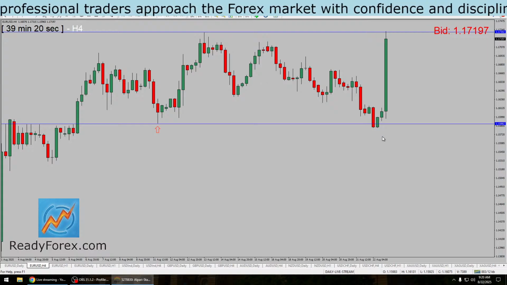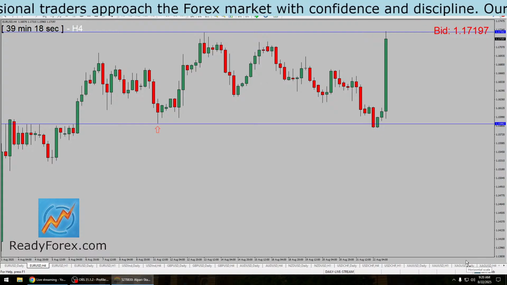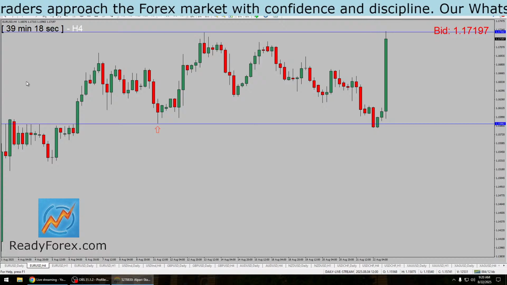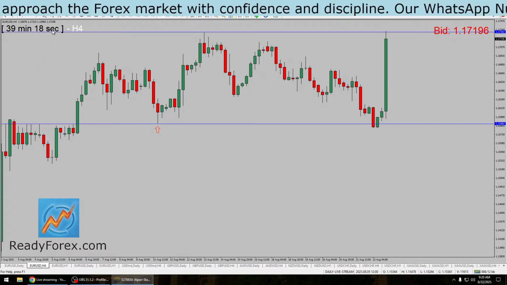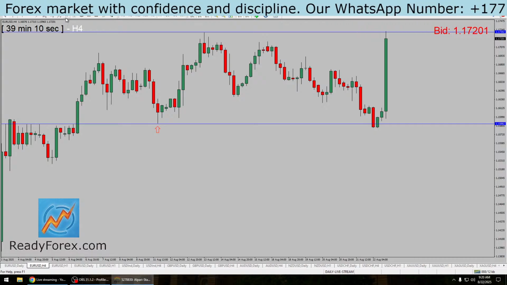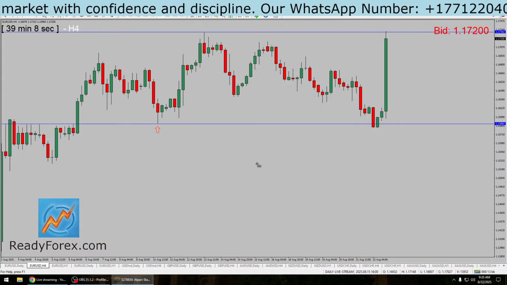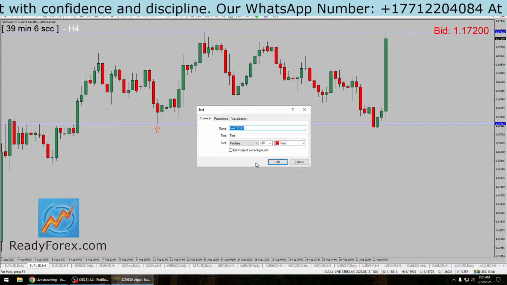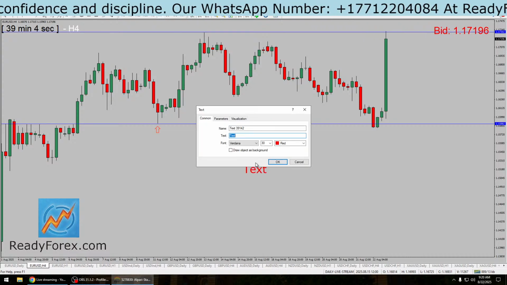Okay, so this is a very simple trading strategy, and the market simply tries to trick, it simply tries to fool traders. In simple words, this is called a head fake.